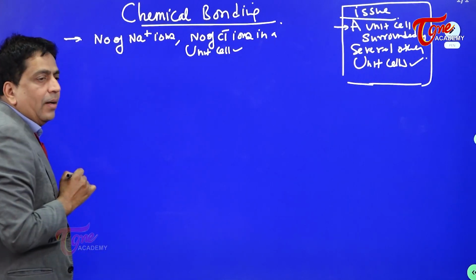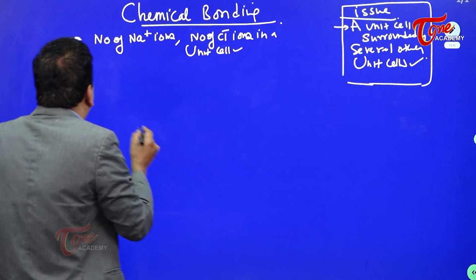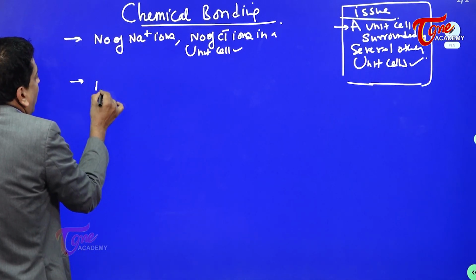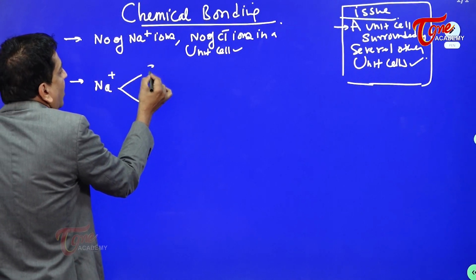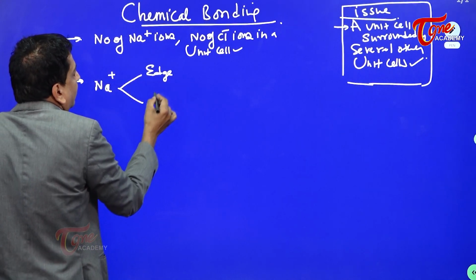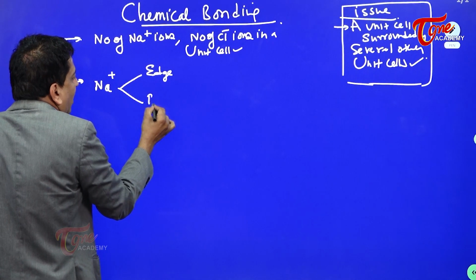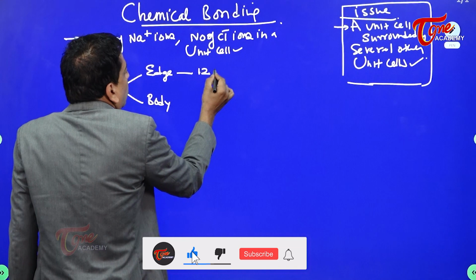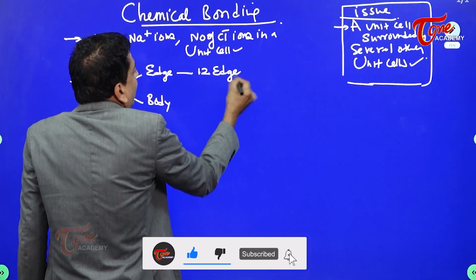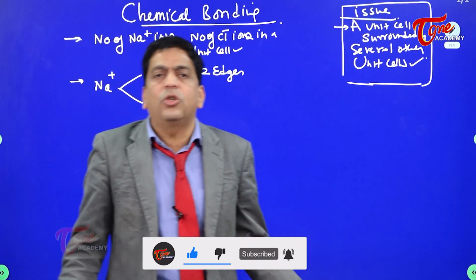Let us calculate that, right? So what I'll do is, as we know, the Na+ is occupying two positions. One is the edge center and the other at the body center. Well, a cube will be having 12 edges. You must be knowing the cube will be having 12 edges.